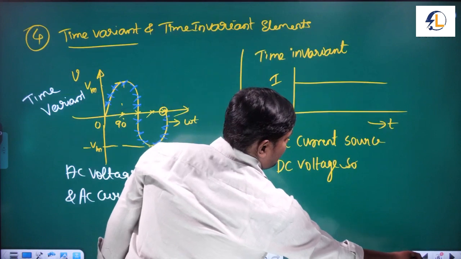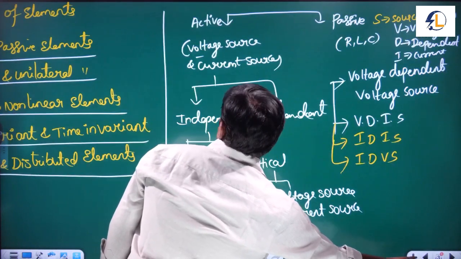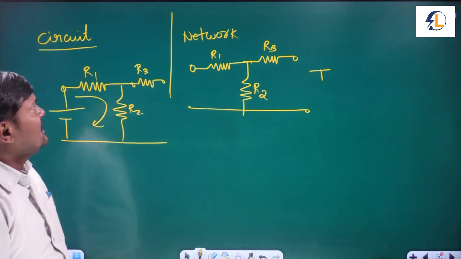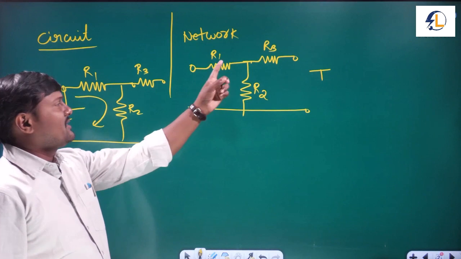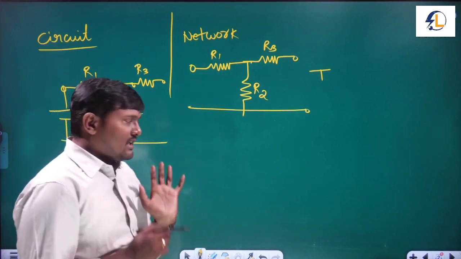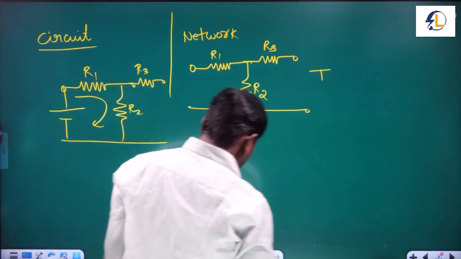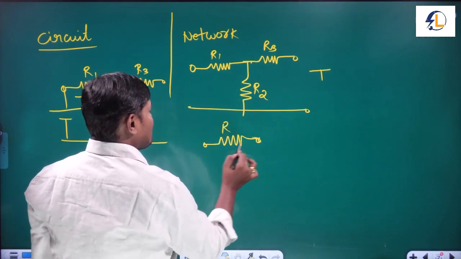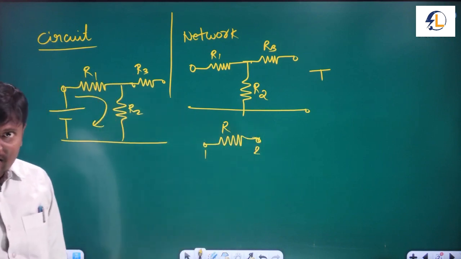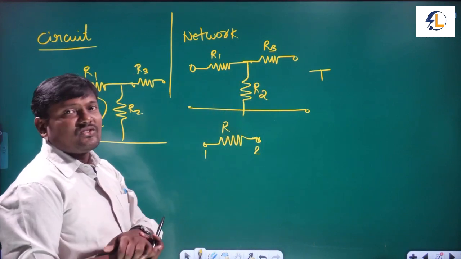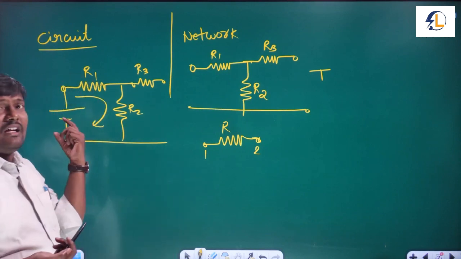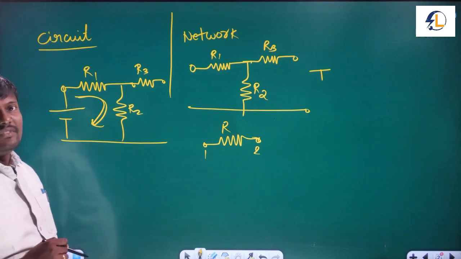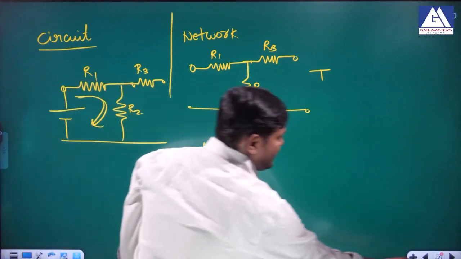Okay, so once again I am revising from the basics point. What is the meaning of a circuit and what is the meaning of a network? An interconnection of elements. What is an element? An element is a two-terminal device. If you take a resistor, a resistor is a two-terminal device. An interconnection of elements is called a network. A network consisting of at least one closed path is called a circuit.